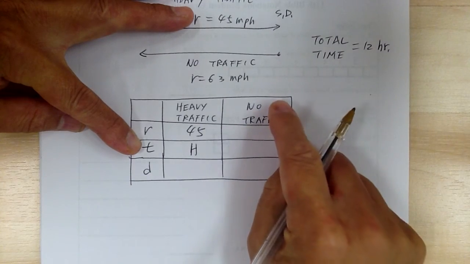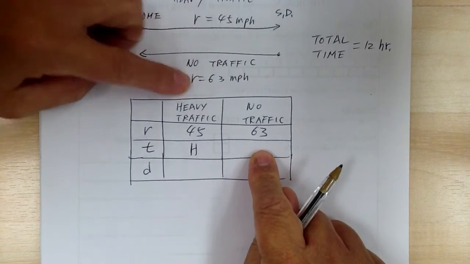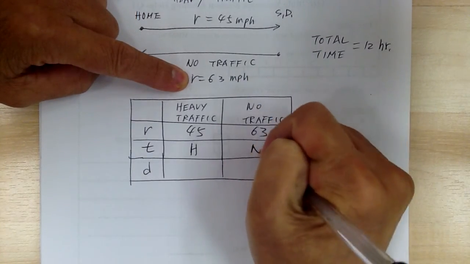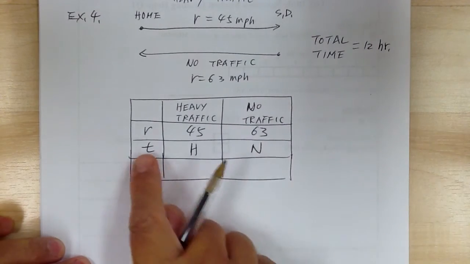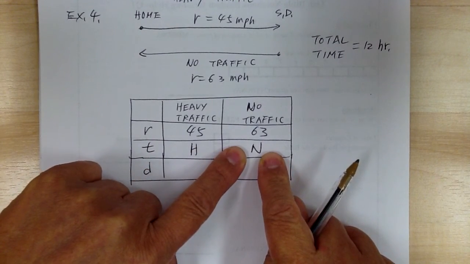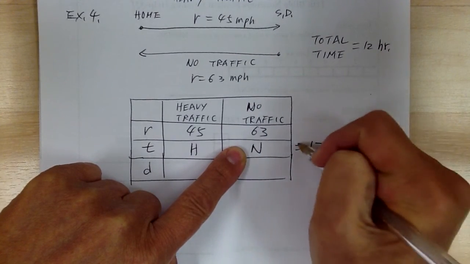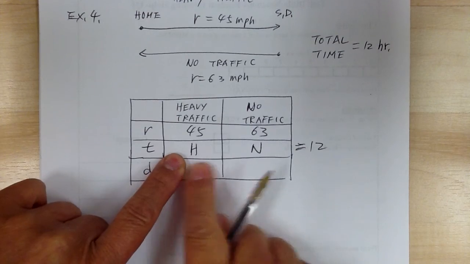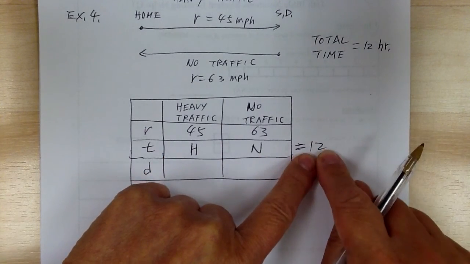And that's it. So no traffic, the speed is 63. The time, it doesn't tell you. So I'm going to put n for no traffic. Okay? And so again, this is the time for going. This is time for coming back. And it tells you the total. So this one actually is equal to 12. The time for going and the time for coming back equal total. So you can put total time over here.